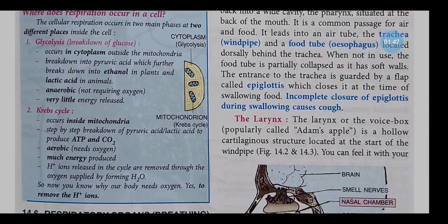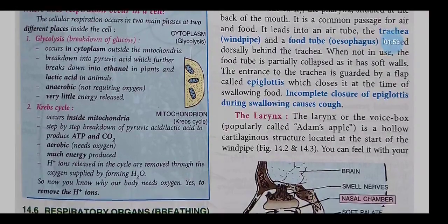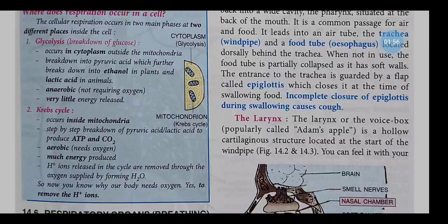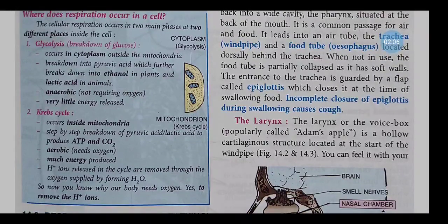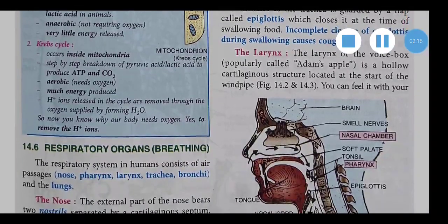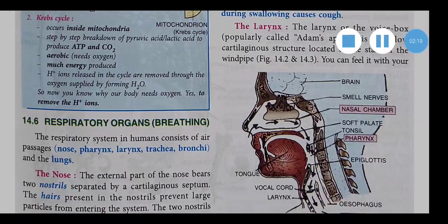The Krebs cycle occurs in the mitochondria. The Krebs cycle is a step by step breakdown of pyruvic acid to produce ATP and CO2. It is an aerobic respiration and needs oxygen. In the Krebs cycle, much energy is released, and the H plus ions released in the cycle are removed by the oxygen supplied, forming H2O. Right? Now, let's discuss the respiratory organs.